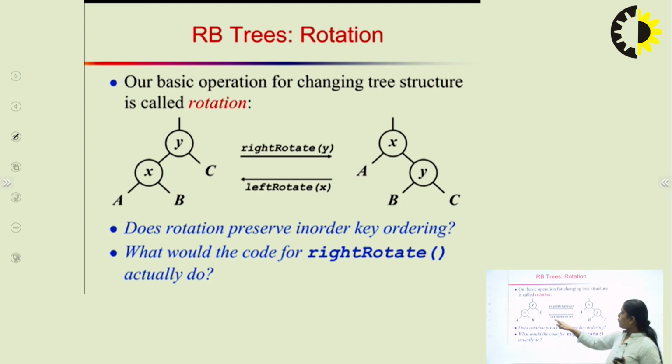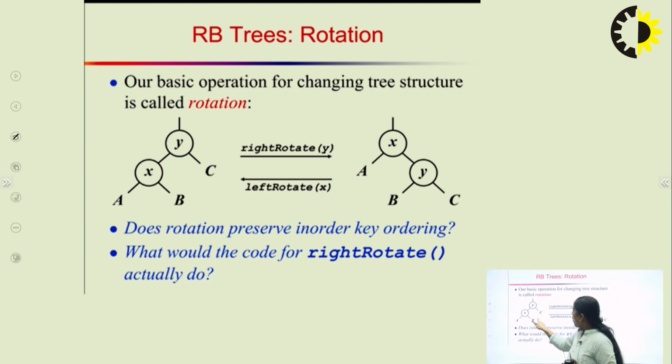But what happened to B? Because when we move Y down, this Y comes to the right of X, as I am showing here. This Y becomes the right child of X.